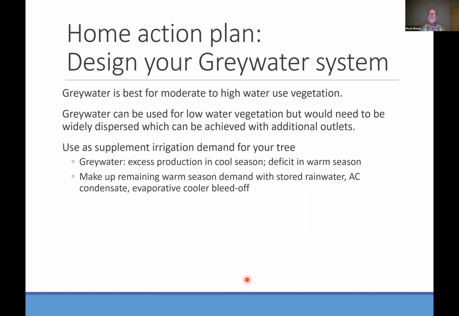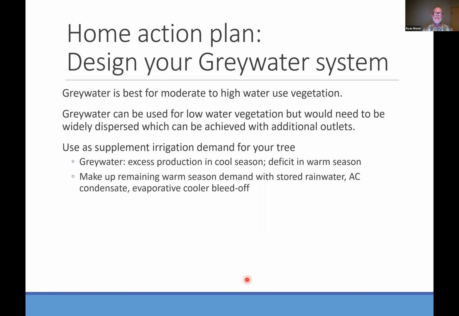And gray water is definitely best for those moderate to high water use vegetation. So as I said earlier, it's kind of a no-brainer. If you have any fruit trees, definitely, that's where I send it. Keep in mind, we can put it to our desert adapted plants. It just would disperse it out more widely, just using more outlets. And then use it as supplemental irrigation.